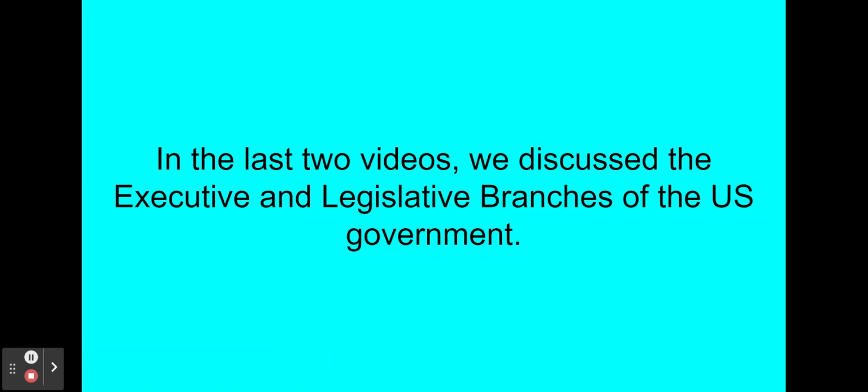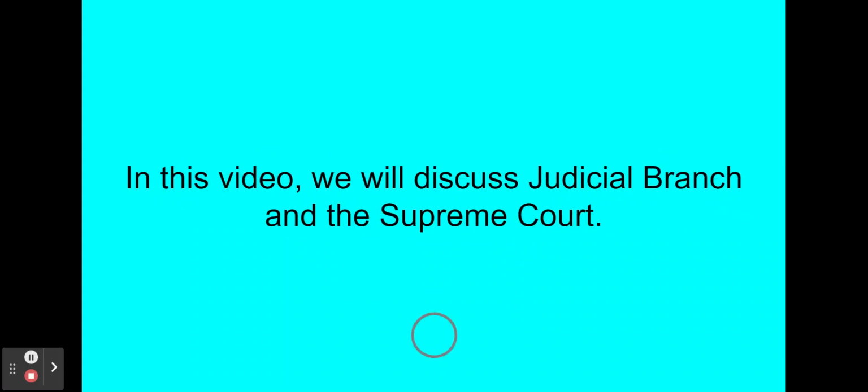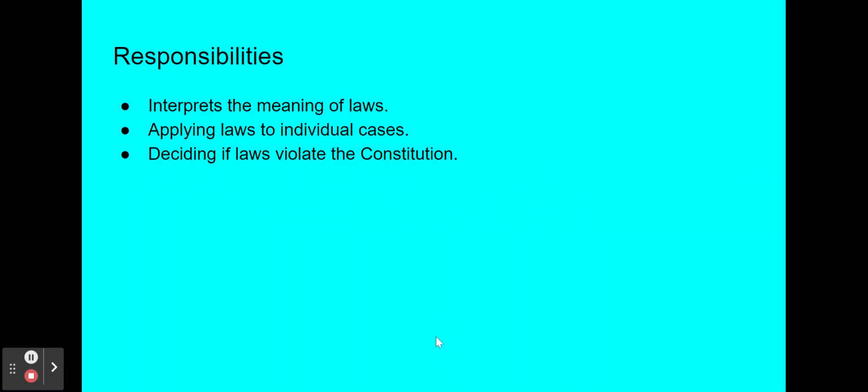In the last two videos, we discussed the executive and legislative branches of the U.S. government. In this video, we will discuss the judicial branch, and specifically the Supreme Court. The judicial branch has three responsibilities: interpreting the meaning of laws, applying laws to individual cases, and deciding if laws violate the Constitution. In other words, deciding if laws are unconstitutional.